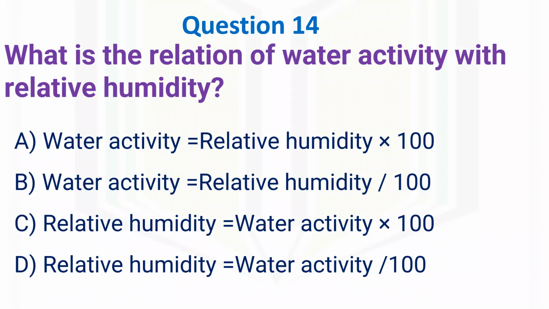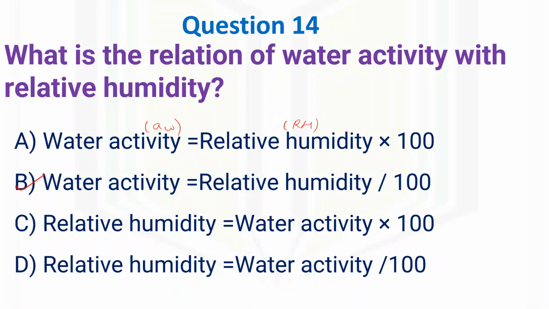Question number 14. What is the relation of water activity with relative humidity? Options are water activity is equal to relative humidity. This can also be denoted by RH, and water activity as AW. So RH into 100, water activity is RH divided by 100, or relative humidity is equal to water activity into 100 or water activity divided by 100. So correct option is option number B, water activity is equal to relative humidity by 100.